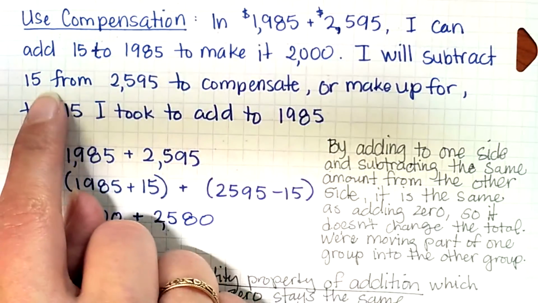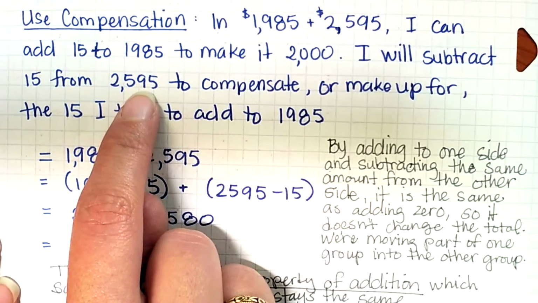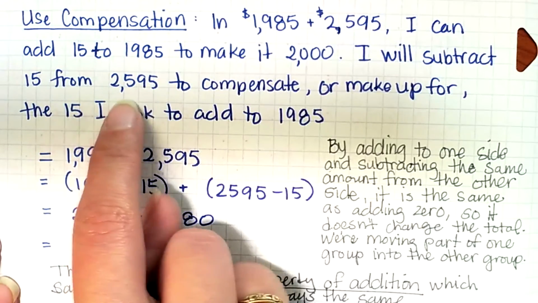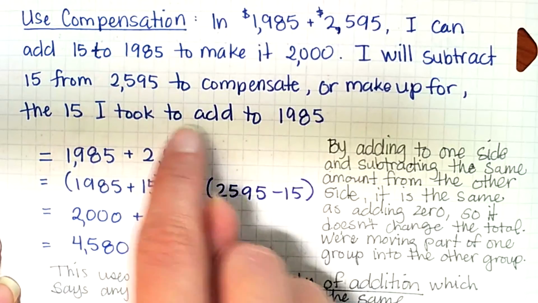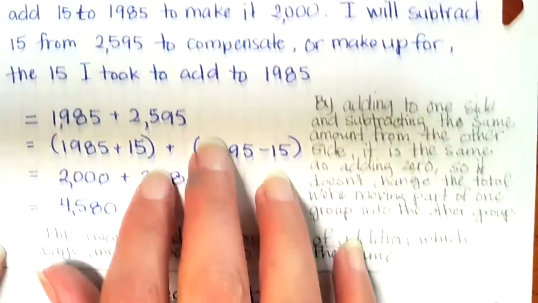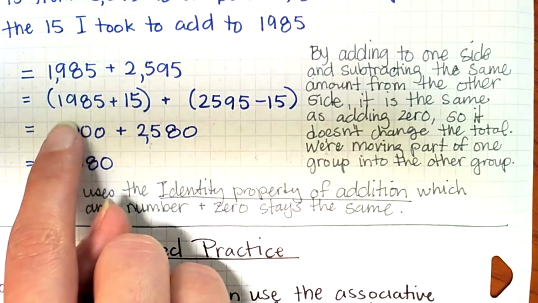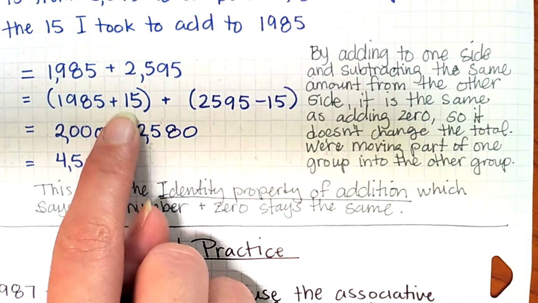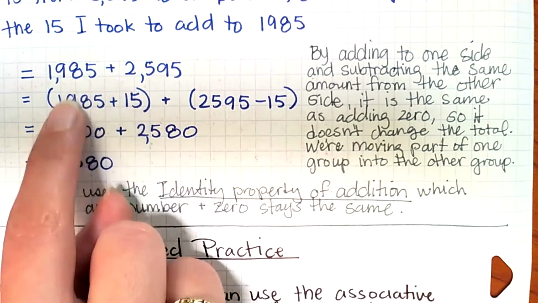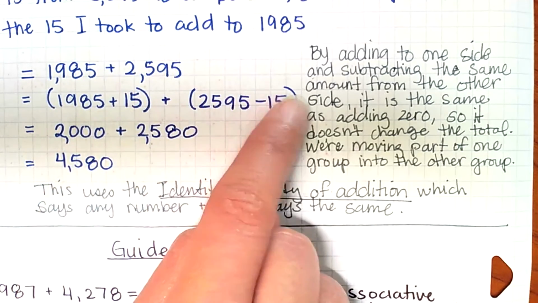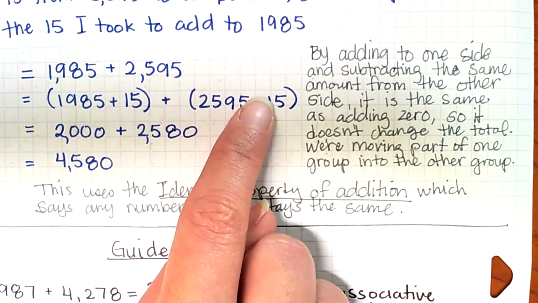Since I added it from here, I need to subtract it from my other side so that I'm not messing up my answer. So I need to compensate, or make up for taking 15 and putting it here, by taking it out of the other side. So 1,985 plus 2,595. I know this needs 15 to make it bigger. I'm going to borrow it from here, so I need to take the 15 out of there. So I need to add these together first, and then subtract these from each other, and then I can add those two parts.